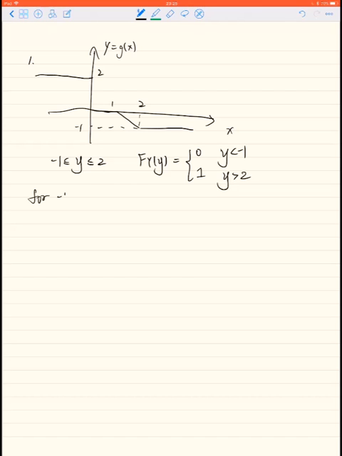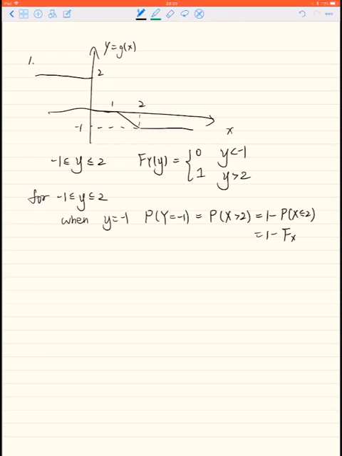And now for y ranging from minus 1 to 2, when y equals minus 1, the probability that y equals minus 1 actually equals the probability that x is more than 2, which should be 1 minus the probability that x is less than 2, and should be 1 minus F_X(2). That's the definition of the distribution function.